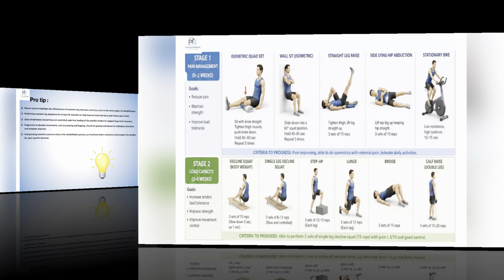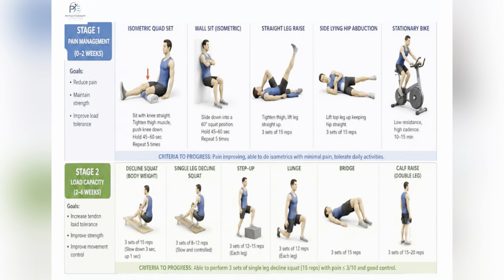So at the early stages of rehabilitation, we should always aim for pain management during the first 2 weeks of the patient's rehab program. The key exercises include isometric quadriceps contractions, wall sets, straight leg raises, hip abduction exercises, and low resistance cycling. The goals are to reduce pain, maintain strength, and improve tolerance to loading. Once symptoms begin to settle, we can progress into stage 2.